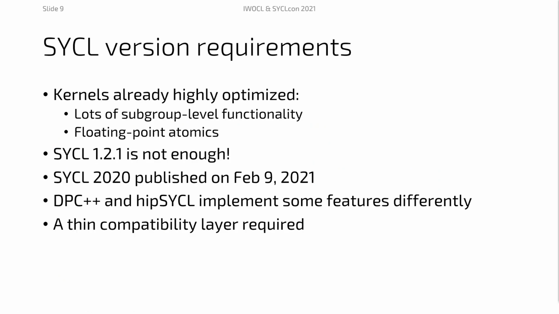Speaking of the required version of the SYCL standard, the features included in SYCL 1.2 are not enough for our use case. GROMACS already has highly optimized OpenCL kernels, which use subgroup shuffles, floating point atomics, and other features only standardized in SYCL 2020. Dropping them and the associated performance gains is not an option. Since the final version of the SYCL 2020 standard was published only recently, actual SYCL implementations diverged from it and from each other, so we had to add a thin compatibility layer to support both DPC++ and hipSYCL.